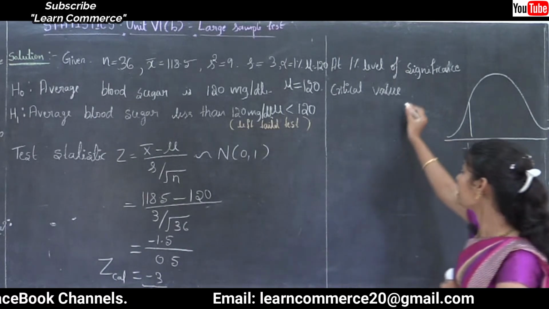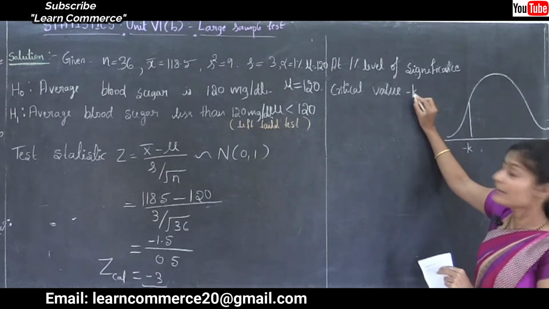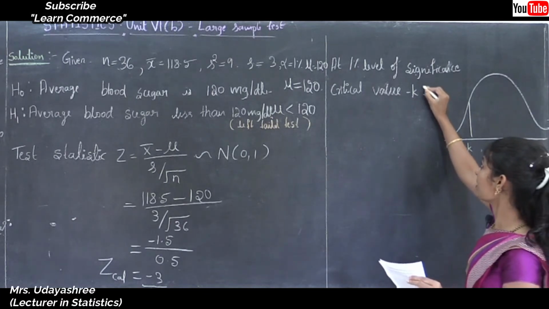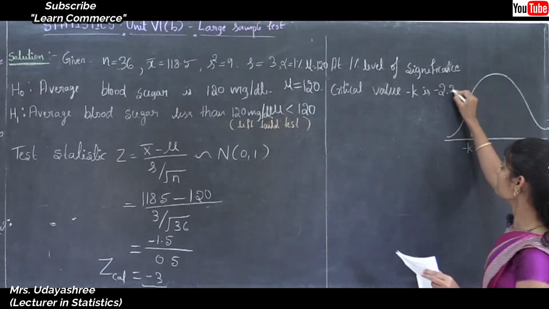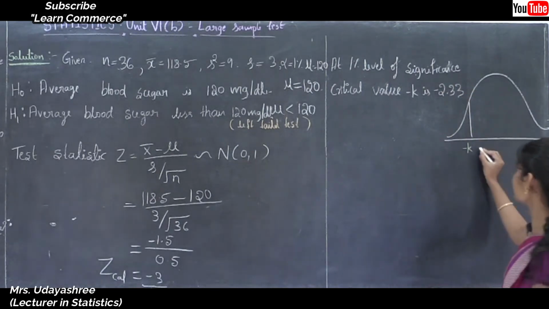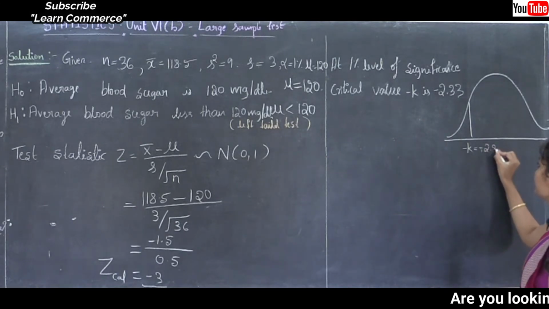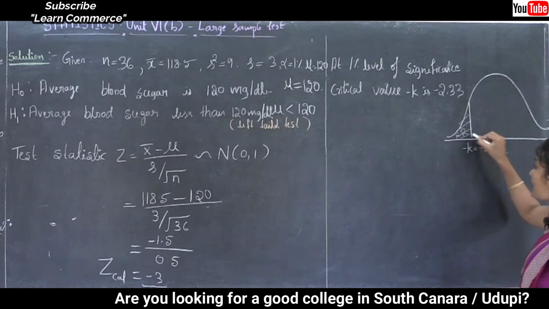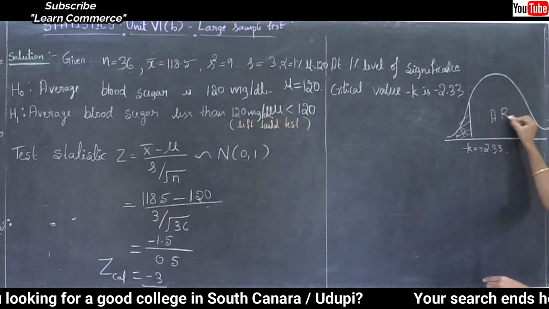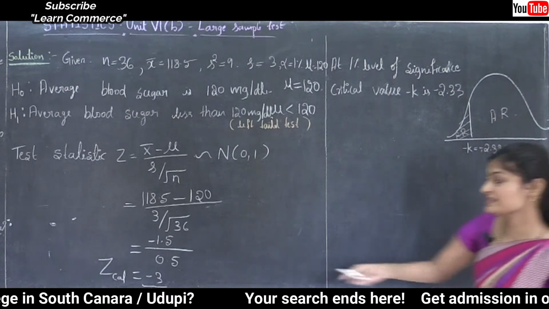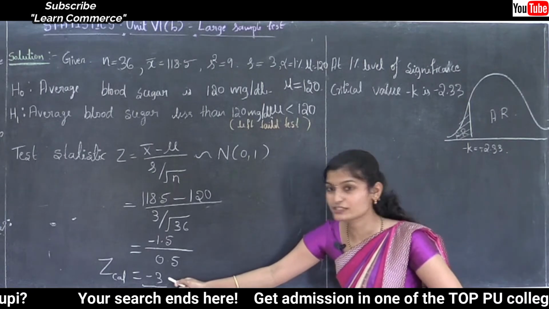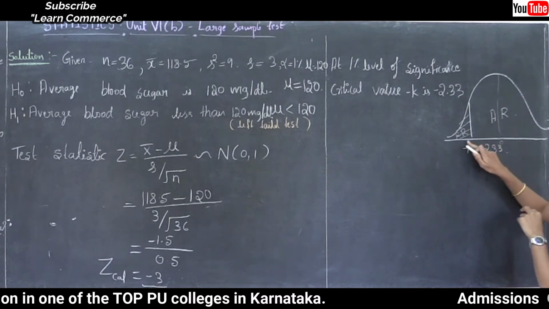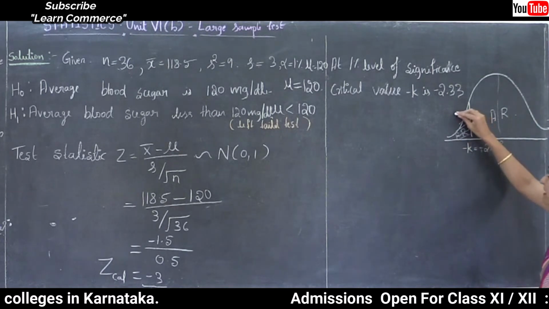Okay, and this is a left tailed test, so here we need to find the minus k value. Here minus k value is minus 2.33, and this is the rejection region and this is the acceptance region. Okay, now see this calculated value. Here the calculated value is minus 3, and the central value is 0. Minus 3, that is the calculated value, lies in the rejection region.